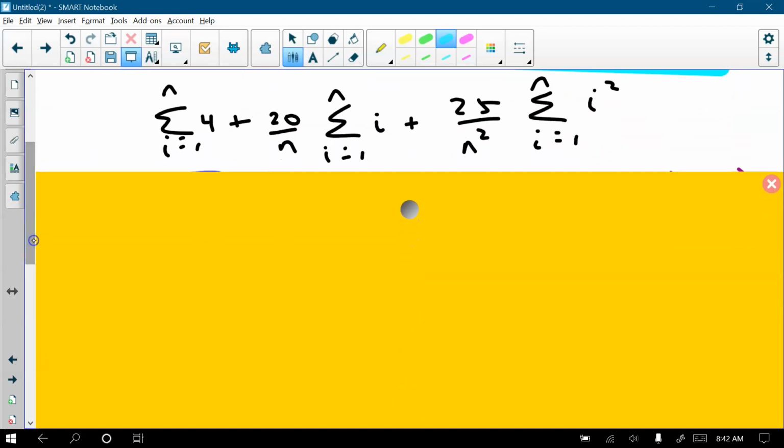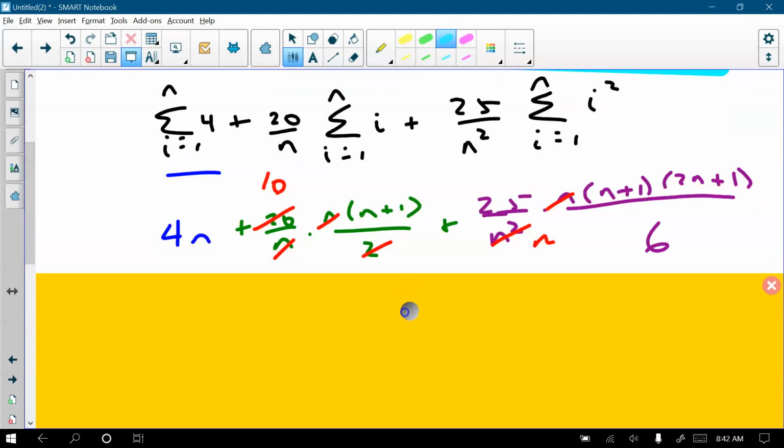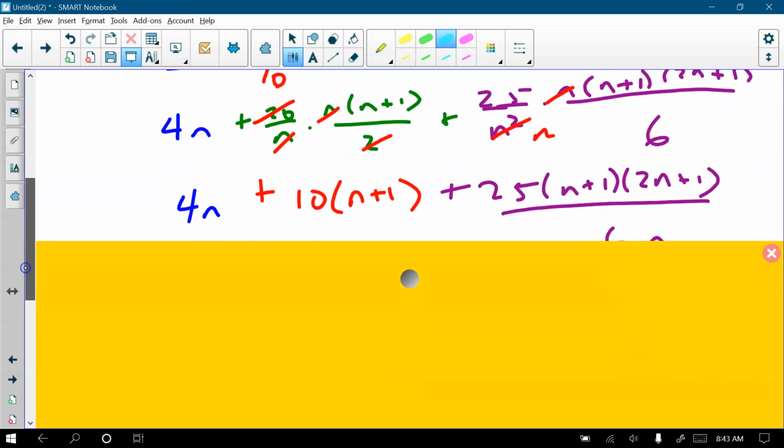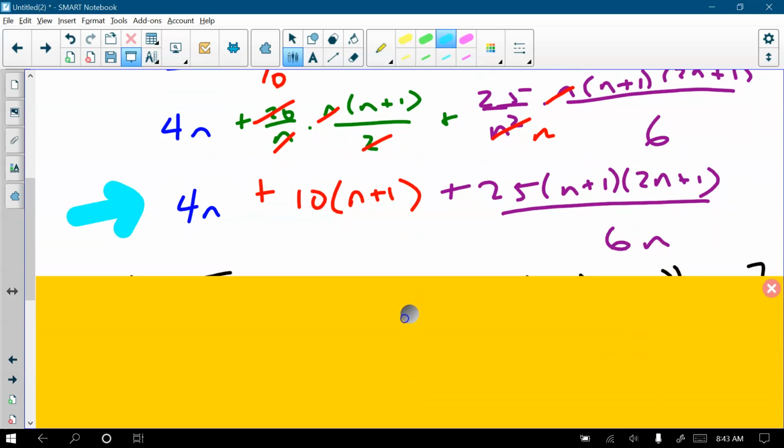And the formulas were, the first one would be 4n. The second one would be 20 over n times n plus 1 over 2, plus the 25 over n squared stays on the outside, n plus 1, 2n plus 1 over 6. Please note that I took these 25 over n squared out, and this 20 over n out, because it is not dependent on i. Remember, i is the counter. The only thing that changes and cannot be brought out of the summation is the variable of the counter. 20 over n did not have any i in it, so I didn't have to worry about that. Okay, so finally, when I reduced, I got 4n plus this. I got this one right here. Hopefully you got that as well.